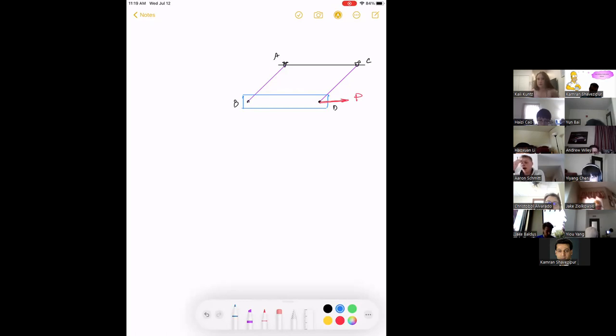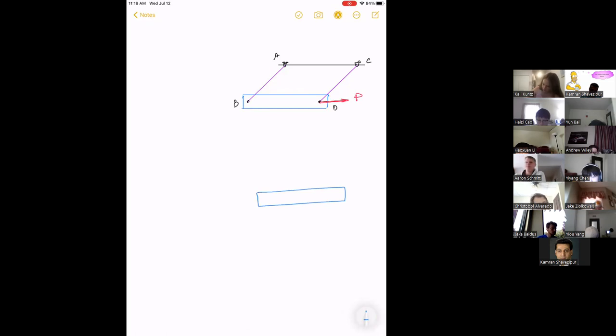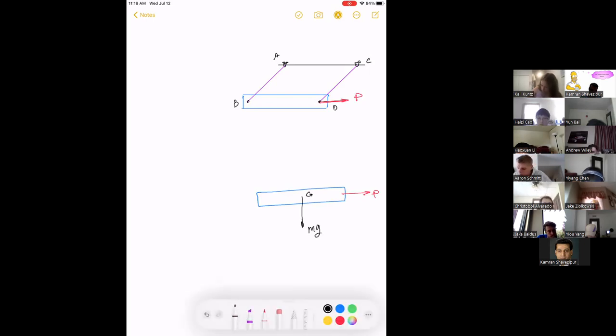This is link BD. The forces that we have: we're going to have the force P here. We're going to have gravity, of course, and the center of mass is in the middle because it's uniform, so you have mg. Then you will have the force of AB, like here, and the force of link CD.